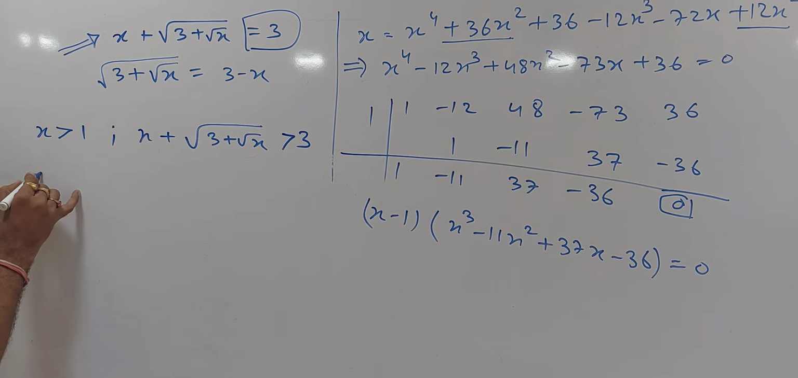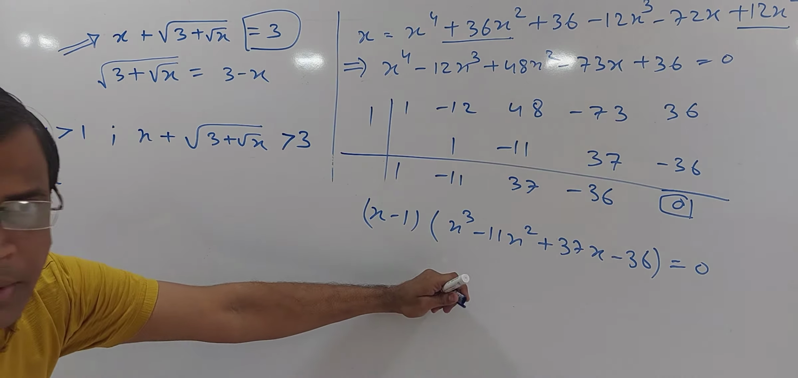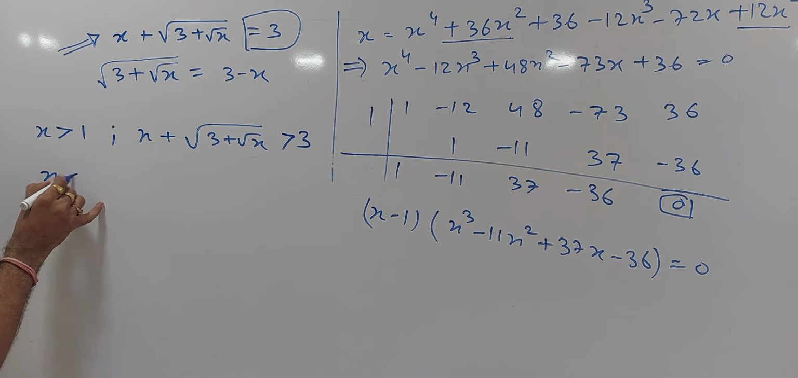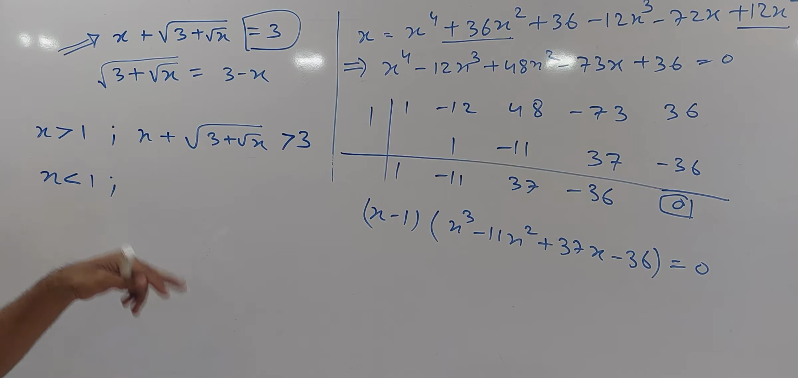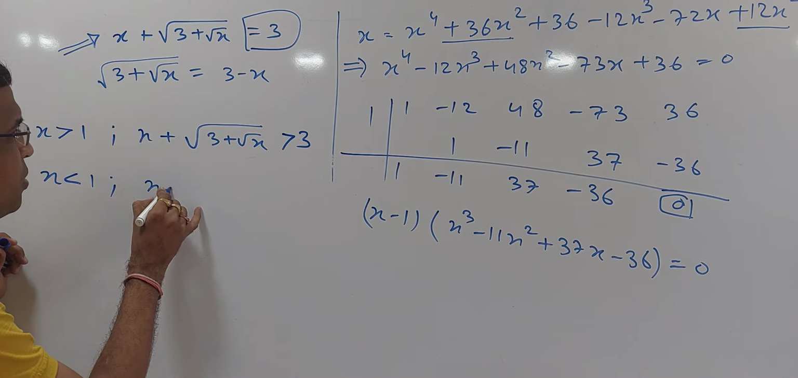Now what could be another case? Because x equal to 1 is already the solution, x greater than 1 or x less than 1 is another case. x less than 1 is another case, so let us try with that. If x is less than 1, what will happen to this?